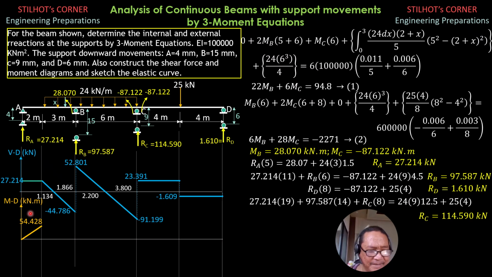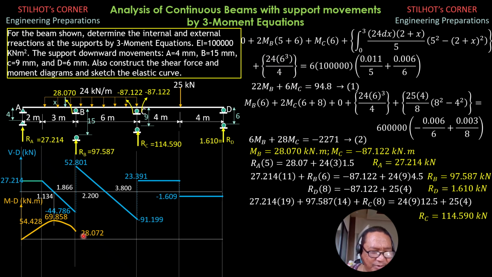Next, for moment from 0, the area here is 27.214 times 2, that's 54.428. Then plus this area, which is 1/2 of 1.134 times 27.214, positive decreasing, that would be 69.858. Then 69.858 minus 1/2 of 1.866 times 44.786, that would be 28.072. Remember, the moment at B is 28.07. So the discrepancy, which is very, very negligible, is due to rounding of values.